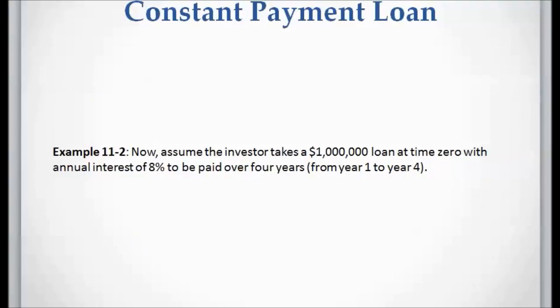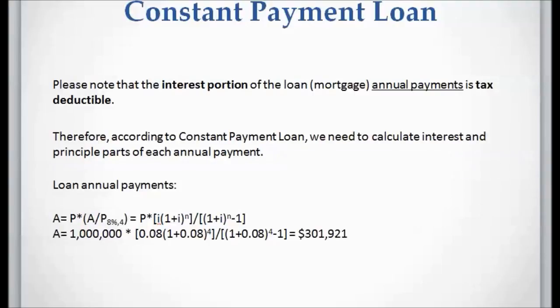Now let's assume the investor takes a loan of $1 million at time 0 with annual interest of 8%. That has to be paid over 4 years. So the first step is calculating the equal annual payments. We use the capital recovery factor, or A over P factor, 8% and 4 years, and we calculate the annual payments of $301,921 that has to be paid for each year from year 1 to year 4.